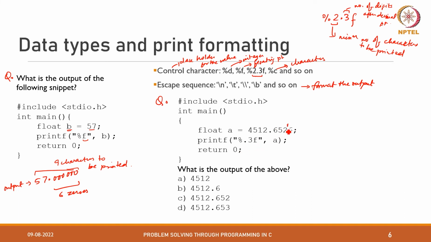So the possible answers are C and D, right? Here, what exactly will be the answer? The answer here will be D. It will round up because you have a 6 here. When you ask it to have only 3 digits after the decimal point, it will round this up to 0.653, because it is greater than 5.